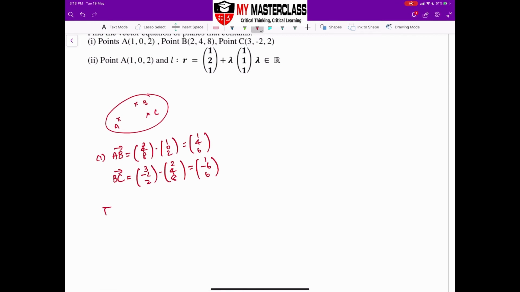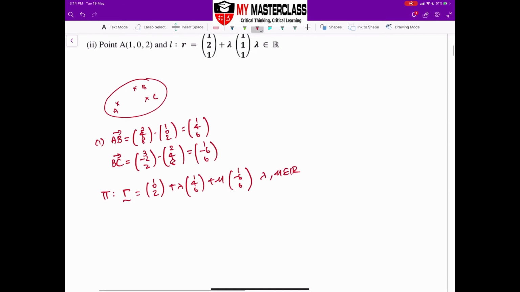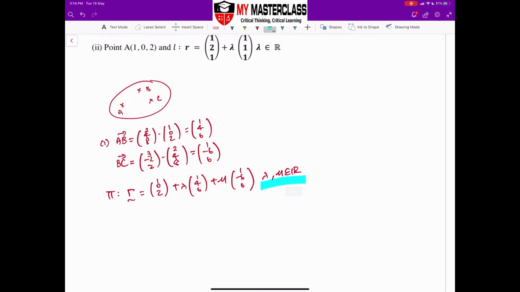So to form the vector equation of the plane, plane pi can be represented as r equal to a point, and I can use point A, point B, or point C, it doesn't matter. So (1, 0, 2), where I use point A, plus lambda (1, 4, 6), the first direction, plus mu (1, -6, -6), the second direction, where lambda and mu are real numbers. Take note, please do remember to write lambda and mu as real numbers, because without writing that, you will definitely be deducted marks in your exam.